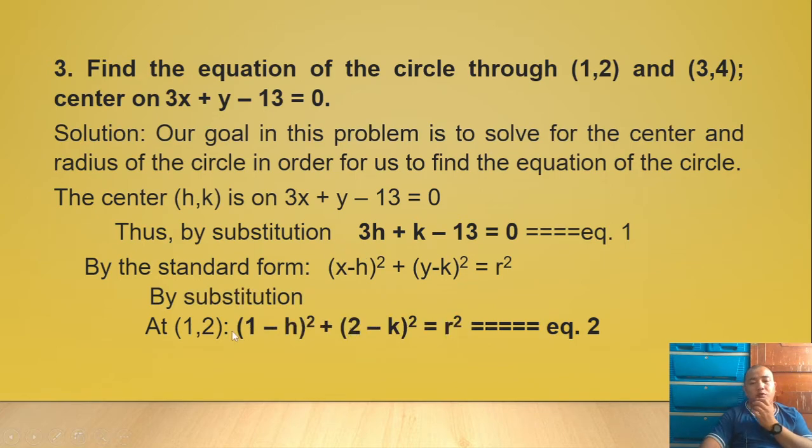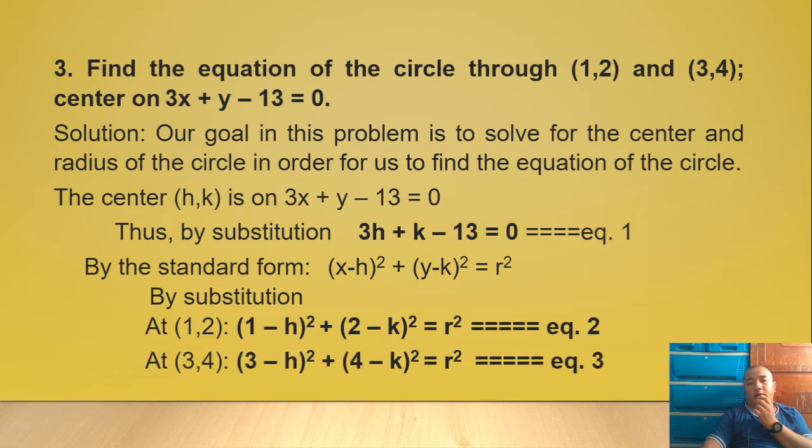By substitution, since the circle passes through the point (1, 2), we have (1 minus h) quantity squared plus (2 minus k) quantity squared equals r squared. Walang given na radius, so r squared na lang. At (3, 4) naman, substitute x by 3, y by 4. So (3 minus h) quantity squared plus (4 minus k) quantity squared equals r squared is our equation 3. Meron na tayong tatlong equation: equation 1, equation 2, equation 3.